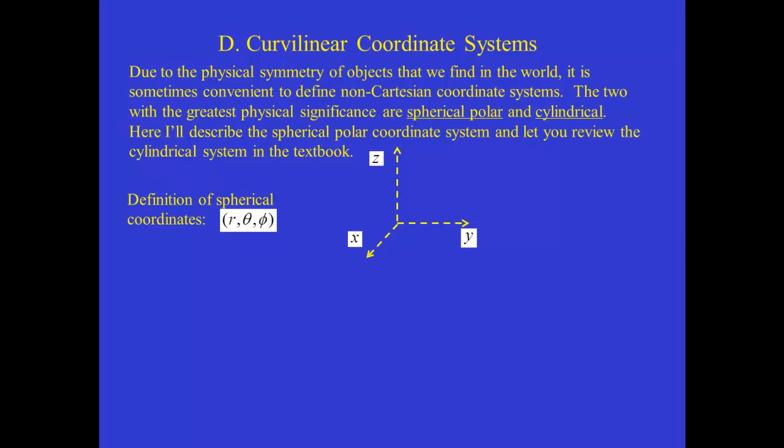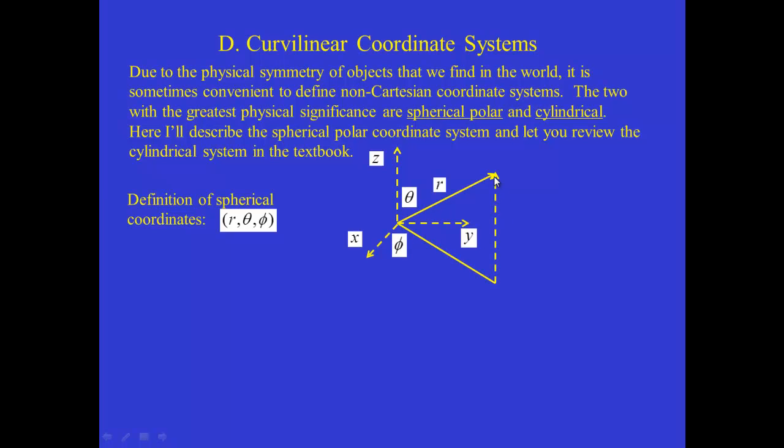Here's the Cartesian coordinate axis. So imagine a point at the tip of this arrow, a distance r away from the origin, and an angle theta away from the positive z-axis. So the angle drawn from the positive z-axis down to this vector will be theta.